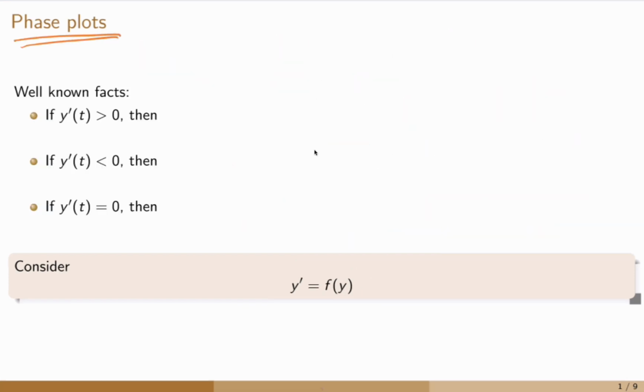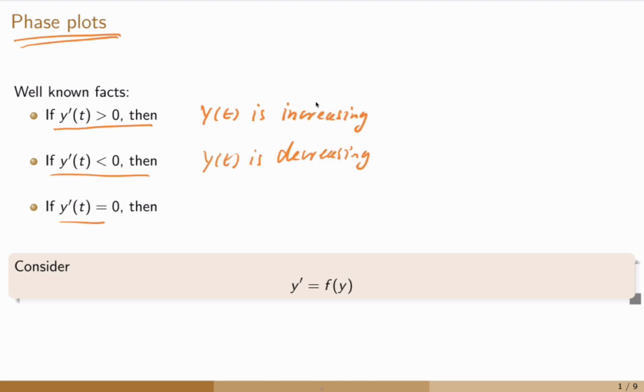What we really only need to know is what the derivative of a function means. So for example, if y prime is positive, then what? Well, y is increasing. We all know this. So then y of t is increasing. Now if y prime is less than 0, then y of t is decreasing. And if y prime of t is equal to 0, then y of t doesn't change, so it is constant.